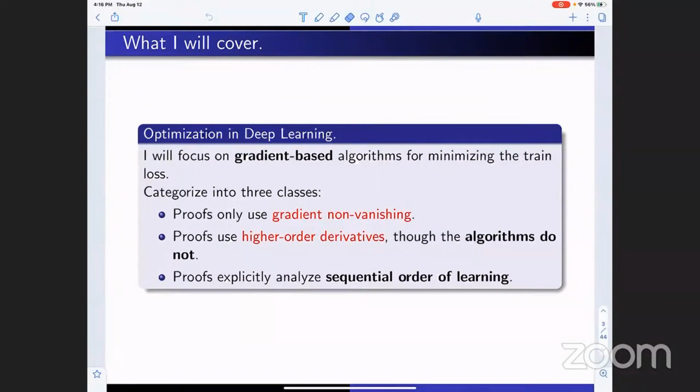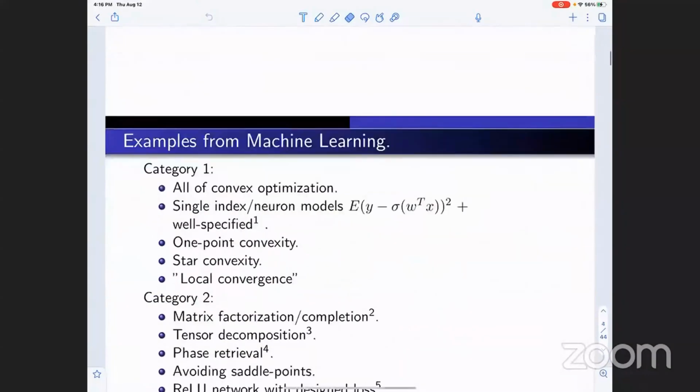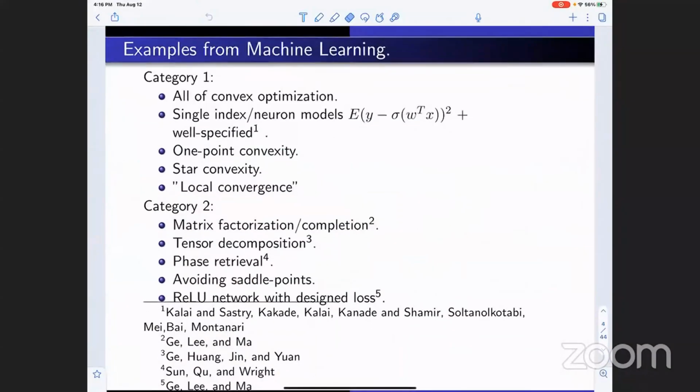And finally, the third class is methods that require a sequential order of learning. They need to argue that you first learn A, and then after you learn A, you can then learn B easily, and so forth. So let me give some examples to make this more concrete of these 3 categories of what we can learn with gradient methods.